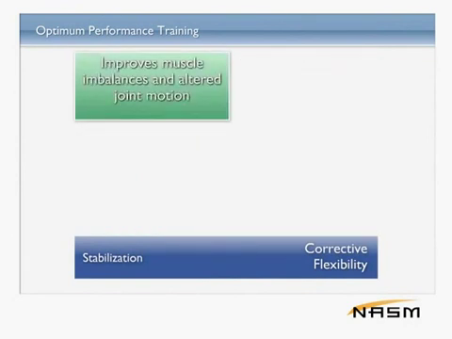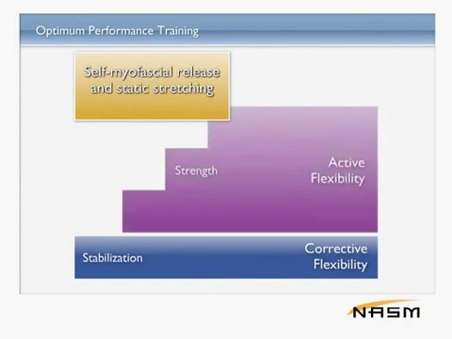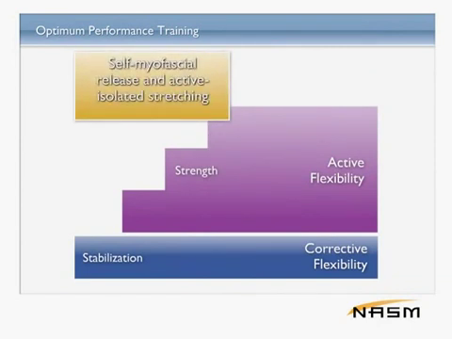Corrective flexibility improves muscle imbalances and altered joint motion by using self-myofascial release and static stretching. This form of flexibility would typically be used in the stabilization level of the OPT model. Active flexibility improves the extensibility of soft tissue and increases neuromuscular efficiency by using self-myofascial release and active isolated stretching.